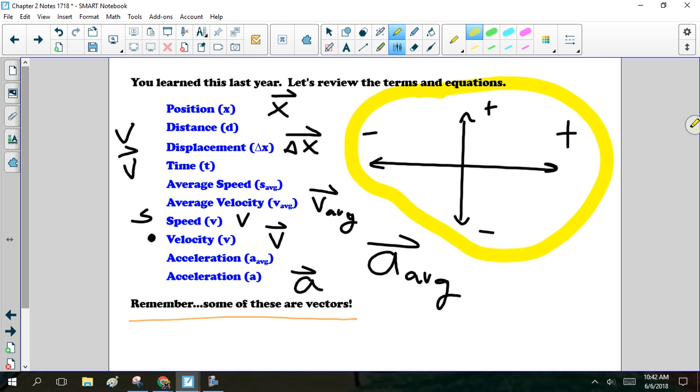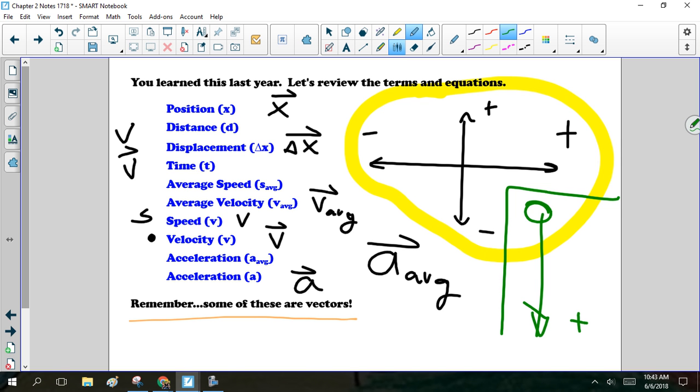So occasionally we'll run into problems where you've got a ball or some object that's moving just straight down. In that situation, if everything is down, then just make down the positive direction. If you're never moving up, then you could make everything negative, but you're just making the work harder on yourself. If everything is moving down, then just call that direction positive.